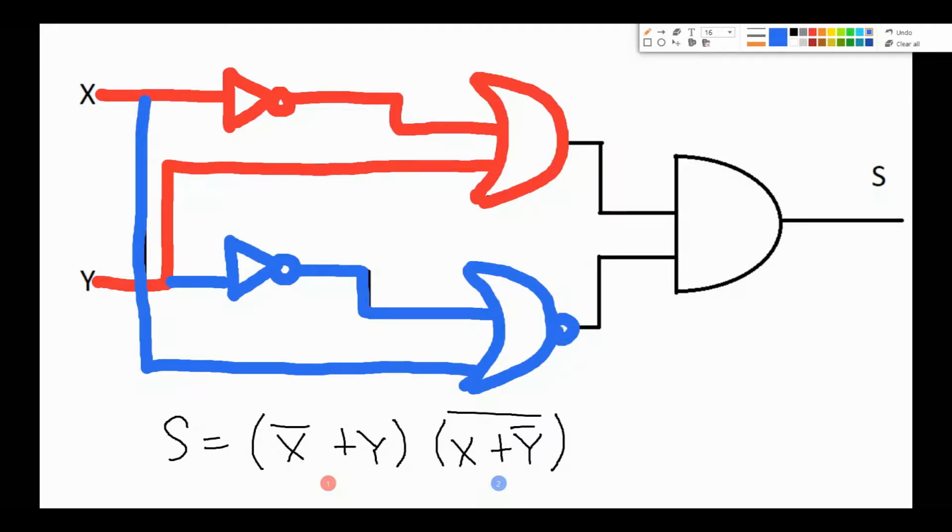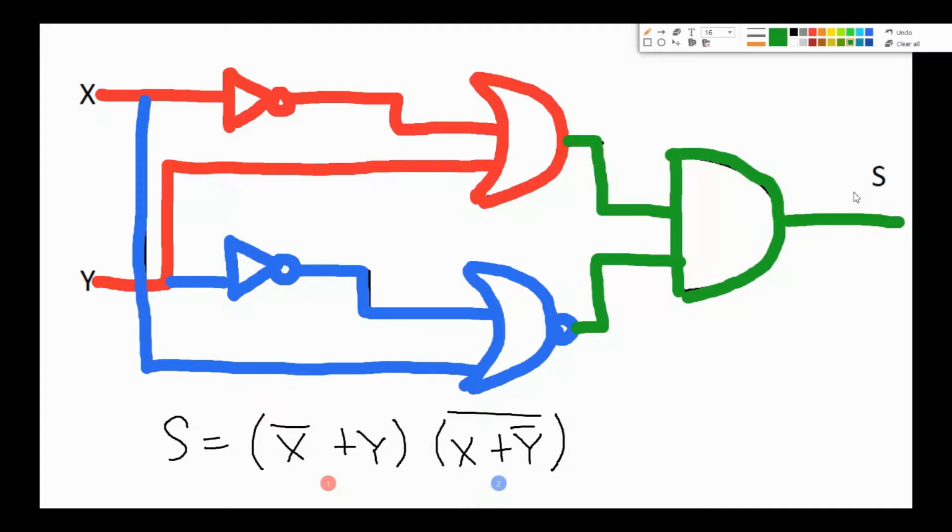Now for our S, we just simply connect our first equation and our second equation to an AND gate since no plus sign is in between them and two parentheses are meeting each other, meaning that it will be ANDed or multiplied. Now we have our S.